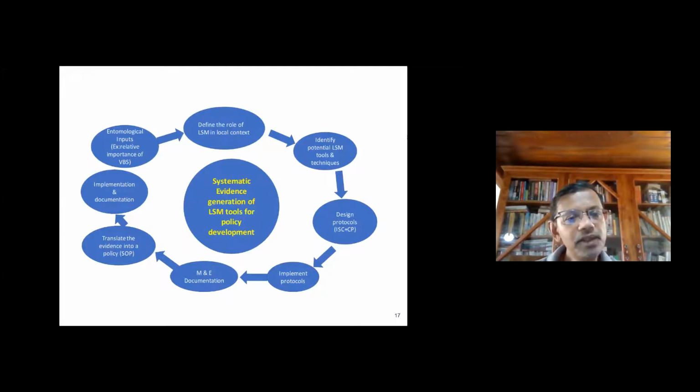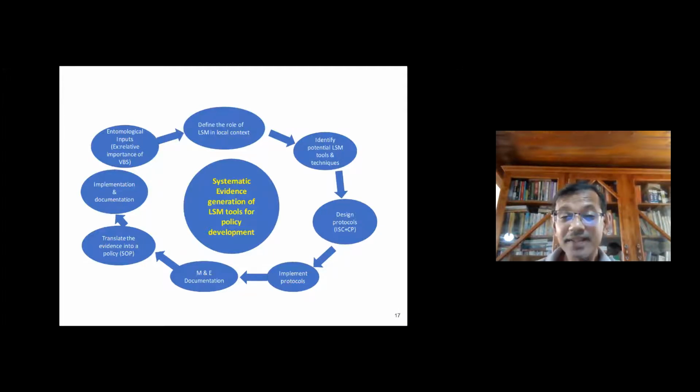The first thing you need to do is extract all the entomological inputs that are relevant for LSM. For example, you need to define the relative importance of each and every vector breeding site, because you need to prioritize vector breeding sites. Then you have to define the role of LSM in the local context, whether it is supplementary or the main method, or whether it should be used in specific situations.